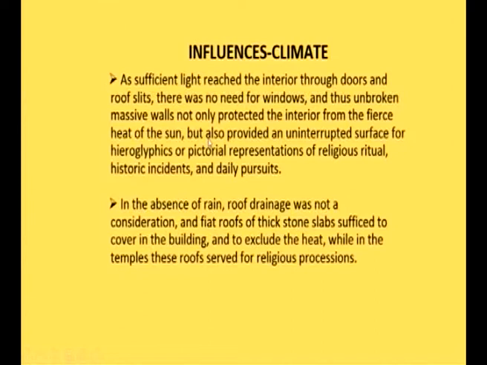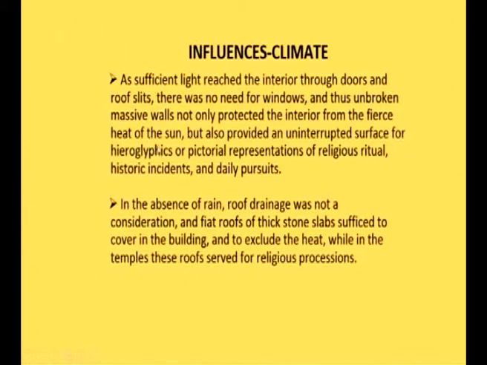Egyptian architecture had huge, massive, uninterrupted walls due to the lack of requirement of windows. This uninterrupted surface helped greatly for hieroglyphic pictorial representation of religious ritual, historic incidents and daily pursuits. In the absence of rain, roof drainage was not a consideration. They had a flat roof made up of thick stone slabs, which sufficed to cover the buildings and to exclude the heat. These temple roofs served for religious processions.